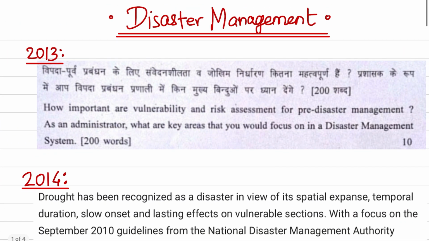So we have question papers from 2013 onwards. The recent paper was 2022. So we have around 10 years of question papers, and through these question papers we will try to understand the depth and extent to which we have to learn disaster management, so that we can prepare notes beforehand.